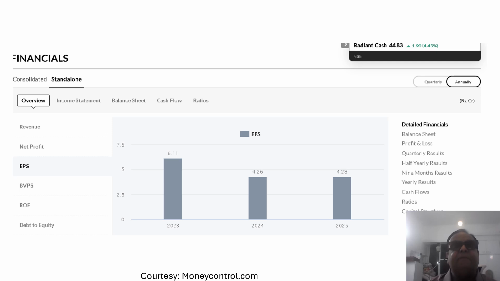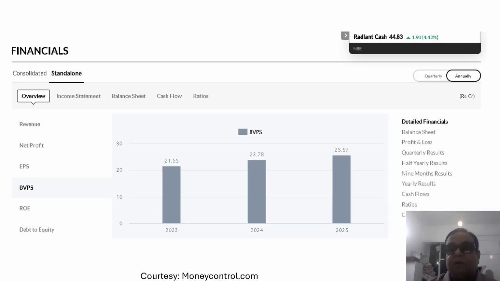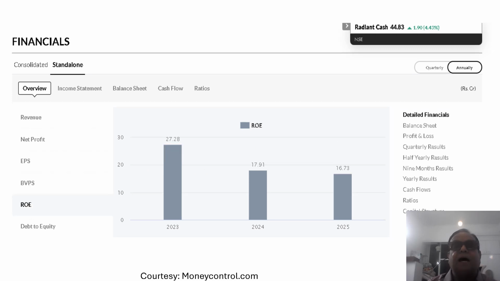It is increasing. Similarly, book value per share, because I said if the book value, the asset value, is increasing, then definitely revenue should also increase. So is the book value increasing? Yes, the book value of this company is also increasing. And next is ROE. Yes, it is slightly declining. It's okay. It's a small cap company, so some kind of deviations you have to bear. So it is not exactly a northward trend, but of course it is good.